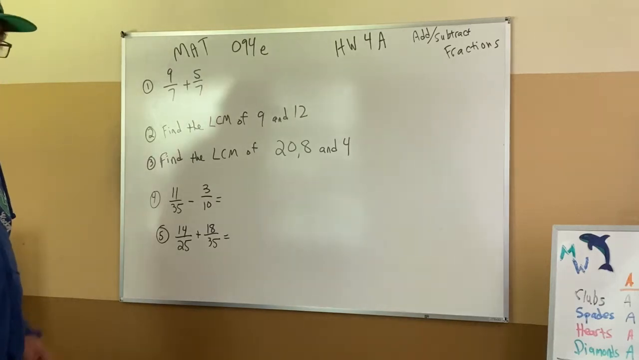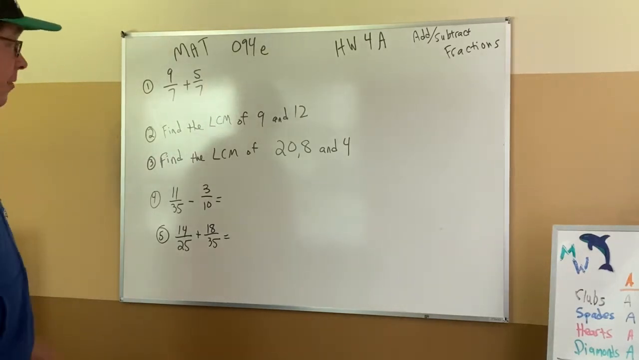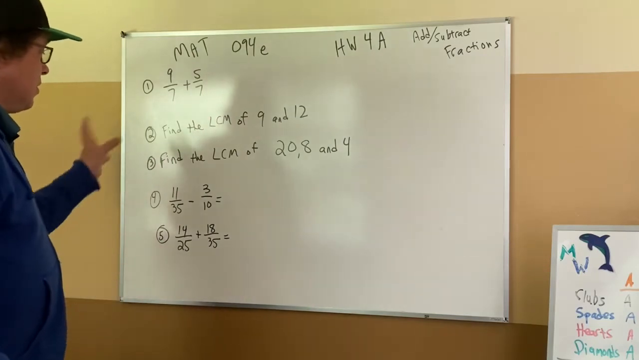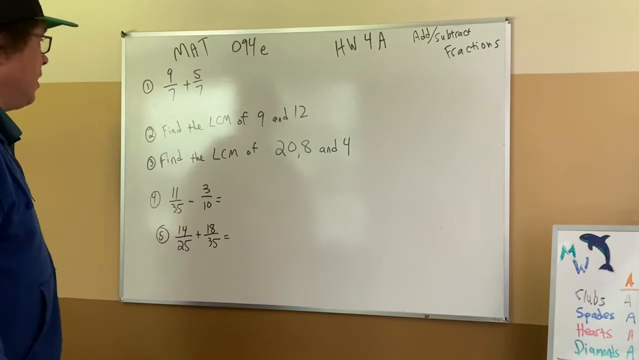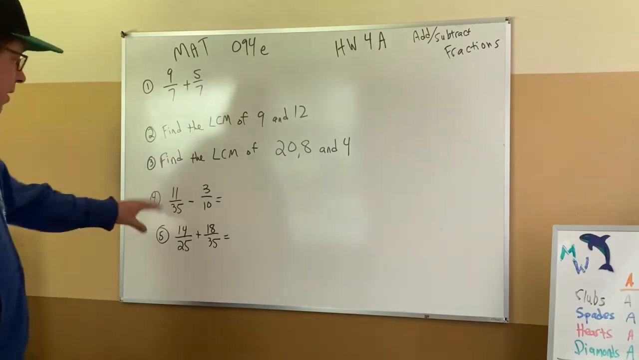Okay, homework 4A here in Math 94E. We're going to add some fractions. We're going to deal with LCM, lowest common multiple, or the lowest common denominator if these numbers were in denominators. And then some adding and subtracting of fractions.